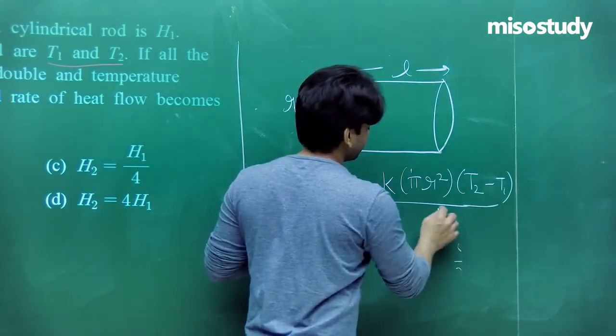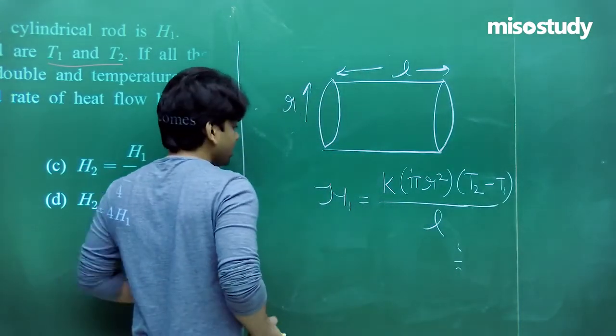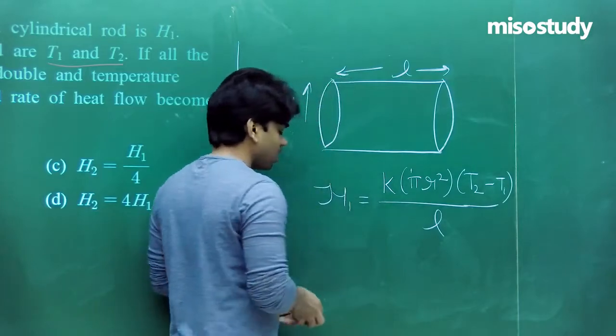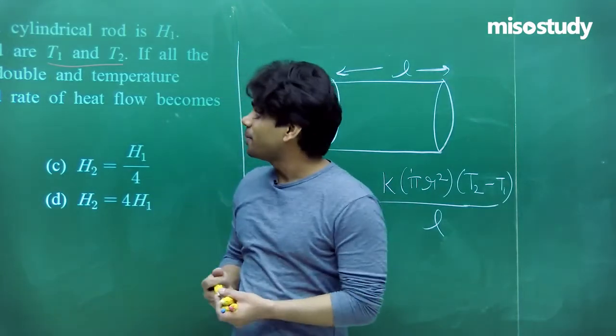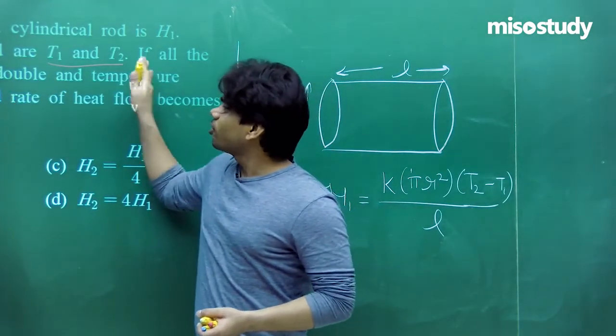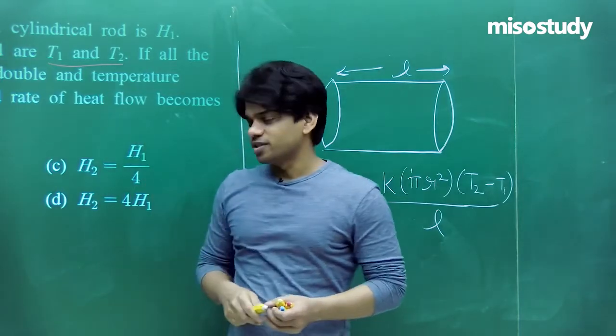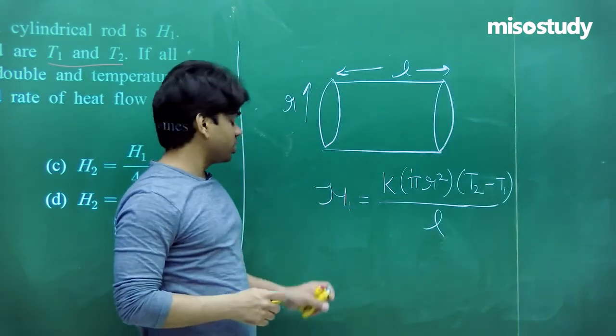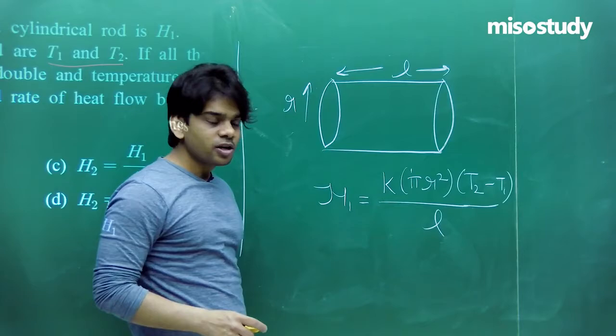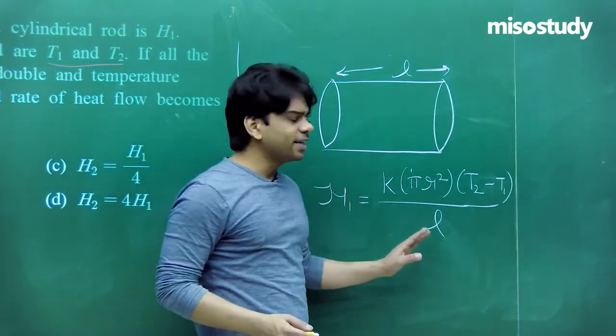Now after this, it's given that the dimensions are doubled. If all the dimensions of the rod become double and the temperature difference remains the same, then the difference in temperature T2 minus T1 will remain the same, and all the rest of the dimensions are doubled. So we just need to put in the new values of radius and length.